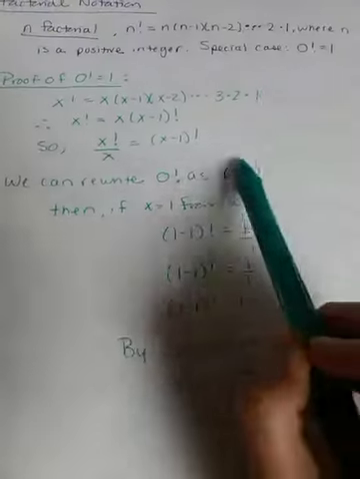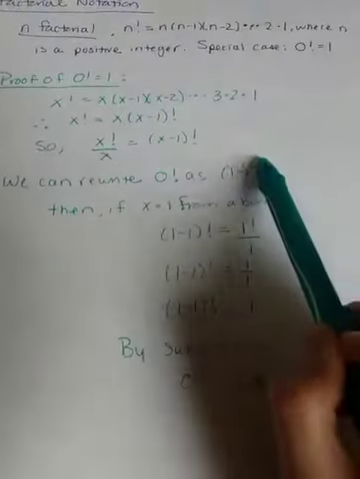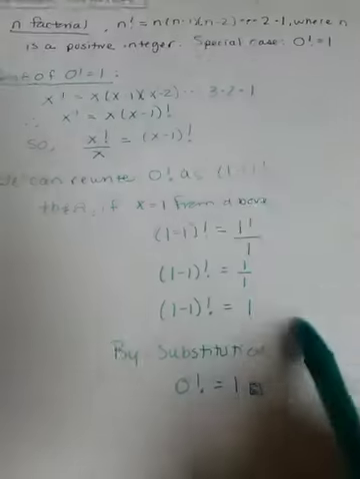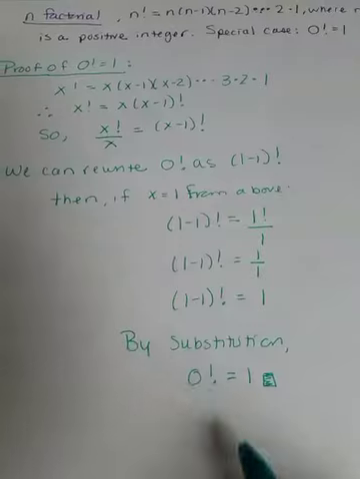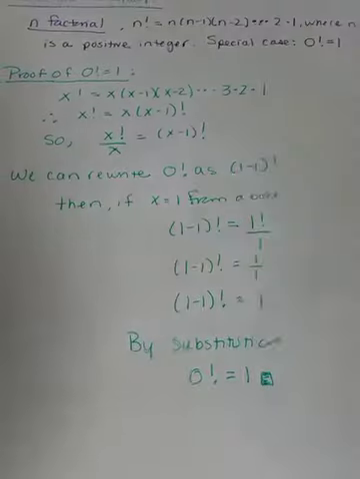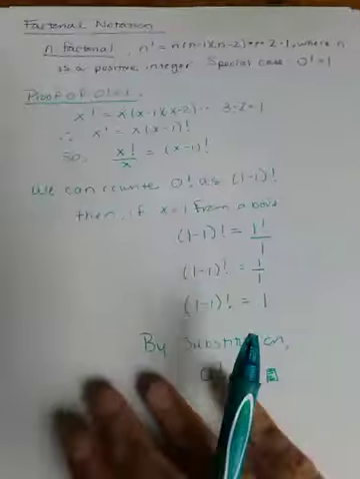So by substitution, we know 0 factorial, we can write that as (1 minus 1) factorial. We just proved that 0 factorial is equal to 1. There are other proofs out there, but there's one for you. So what are you going to do with factorials?